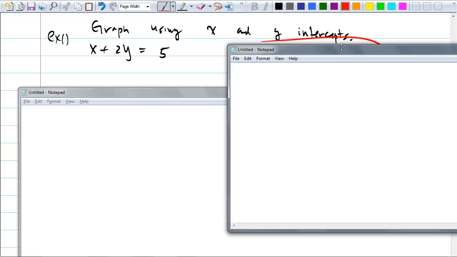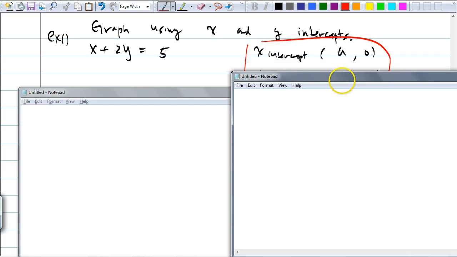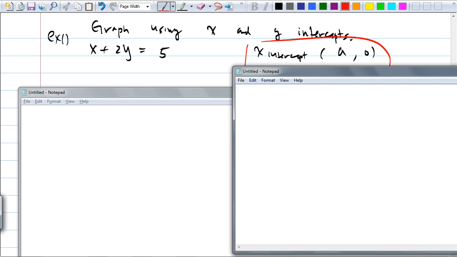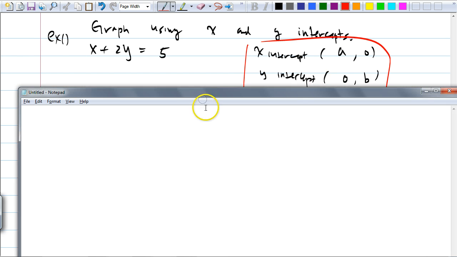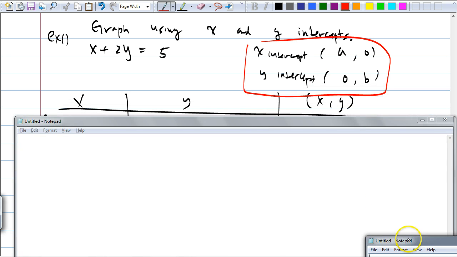So guess what these 2 points are going to be? We're going to find the x-intercept and the y-intercept. And we know what these look like. The x-intercept looks like (a, 0). That's the key. What does the y-intercept look like? (0, b). And are we still doing the table? Yes, we are. It will look something like this, but this time you just write x and y and then (x, y). Instead of solving for y or anything, we just do x and y and (x, y).